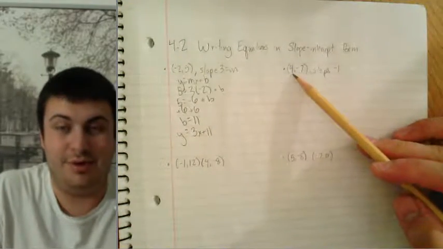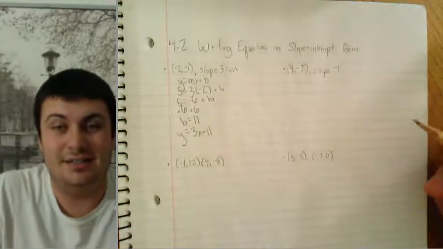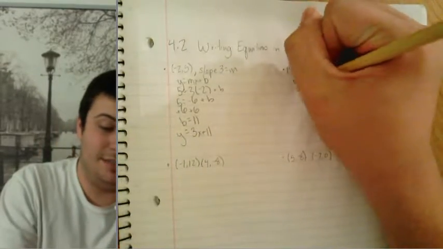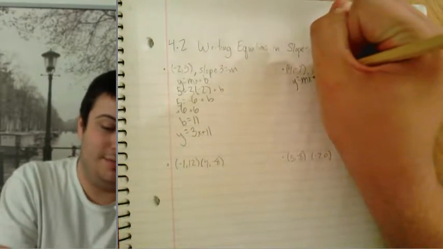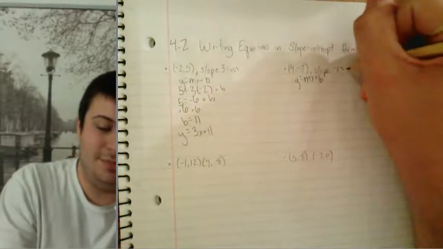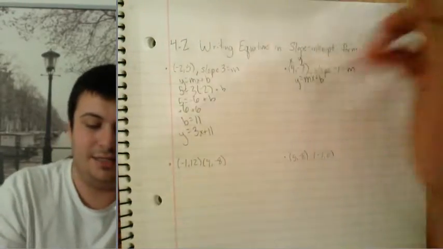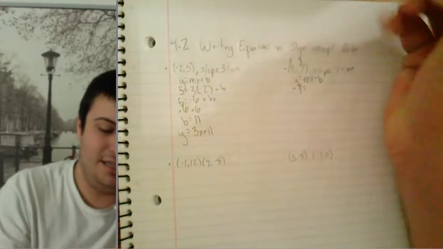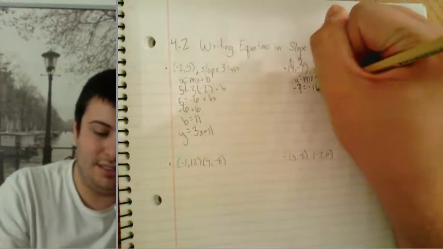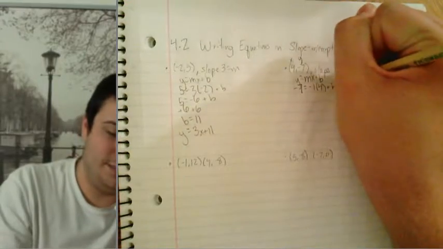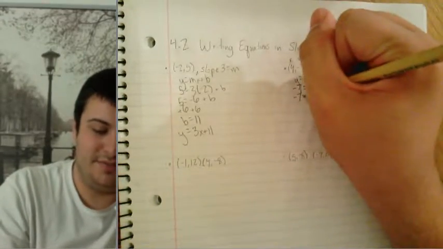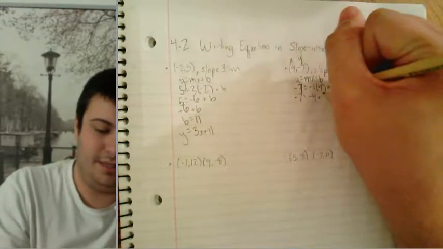If I have point 4, negative 7, and a slope of negative 1, I'm going to take my slope-intercept form, y equals mx plus b. This slope here is equal to my m. And this here is an x and a y, so I'm going to plug in negative 7 equals negative 1 times 4 plus b. So then negative 7 equals negative 4 plus b.